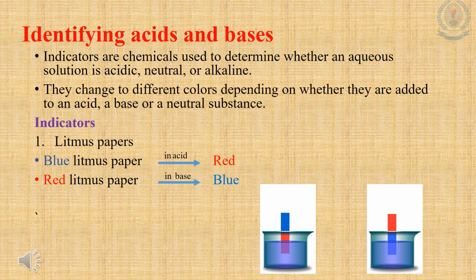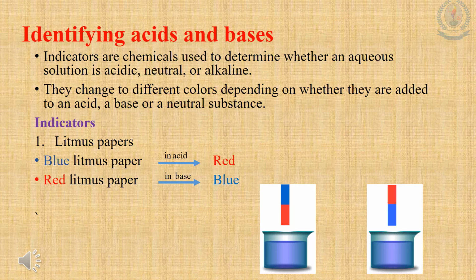Let's identify acids and bases. To identify acids and bases, we use indicators. What are these indicators? We can tell whether a liquid is acidic or alkaline by using indicators. These indicators change to different colors depending on whether they are added to an acid, a base, or a neutral substance.